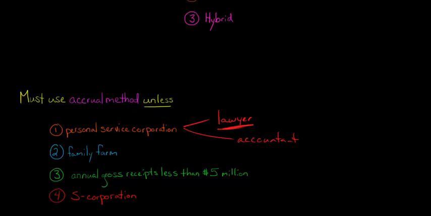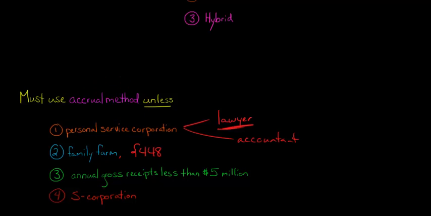If you have a family farm, you are not obligated to use the accrual method. And again, with each of these, there are exceptions and there are details about which type of family farm. Actually, I'm going to refer you to Section 448. Section 448 of the Internal Revenue Code will give you more details about which types of family farms qualify and so forth. But generally speaking, personal service corporation, family farm, or if you have annual gross receipts, so we're talking about your gross revenue, if you have less than $5 million a year, right? So if you're taking in less than $5 million a year in revenue, you also are not bound to use the accrual method.